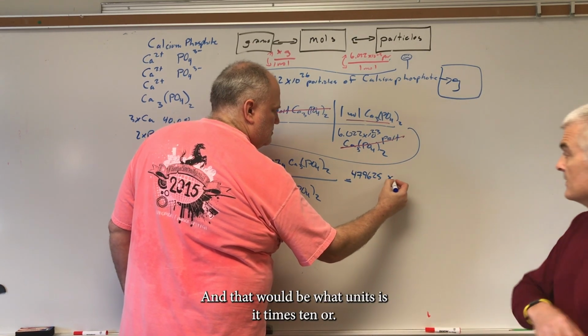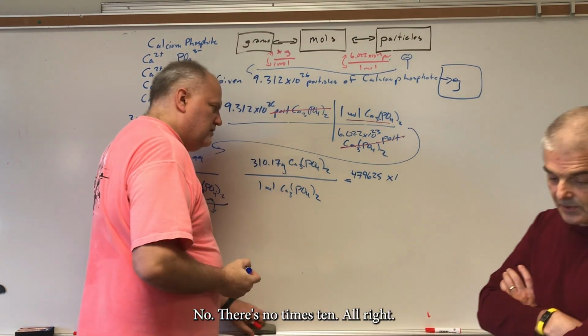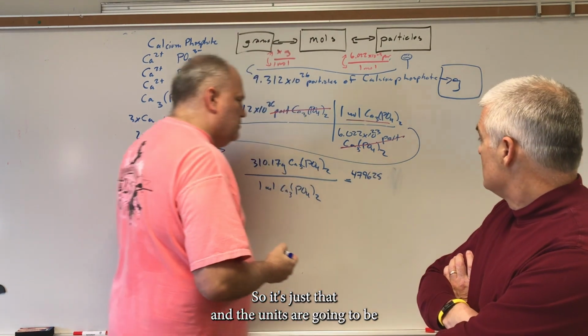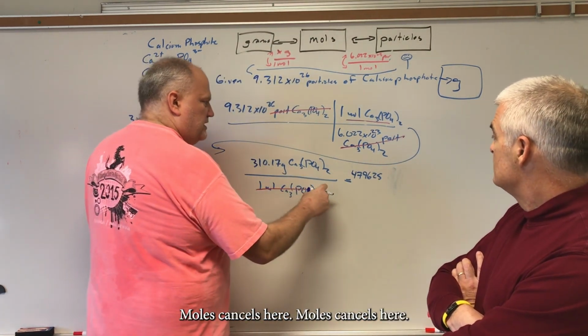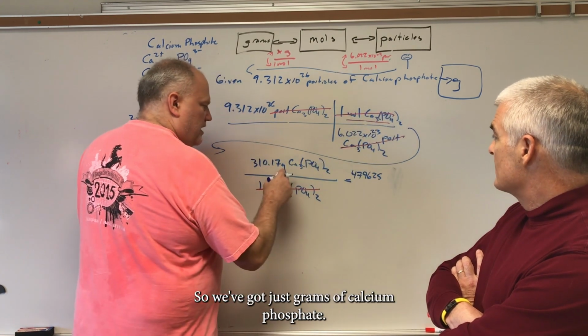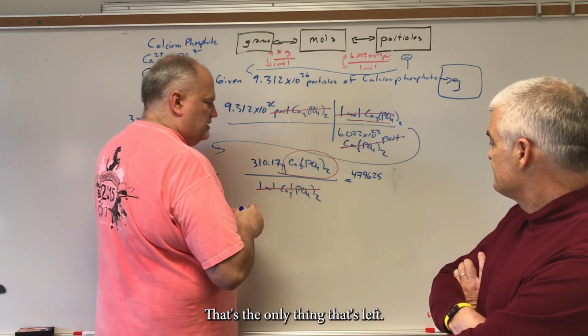And that would be what units? Is it times 10 or? No, there's no times 10. All right, so it's just that, and the units are gonna be the only thing that's left standing here, because I did not cancel with the grams. Moles cancels here, moles cancels here, so we've got just grams of calcium phosphate. That's the only thing that's left.